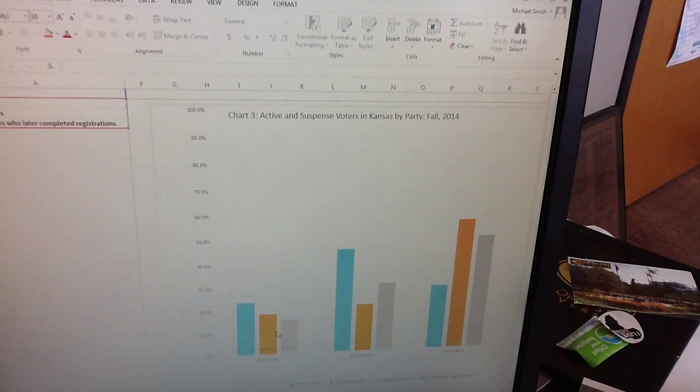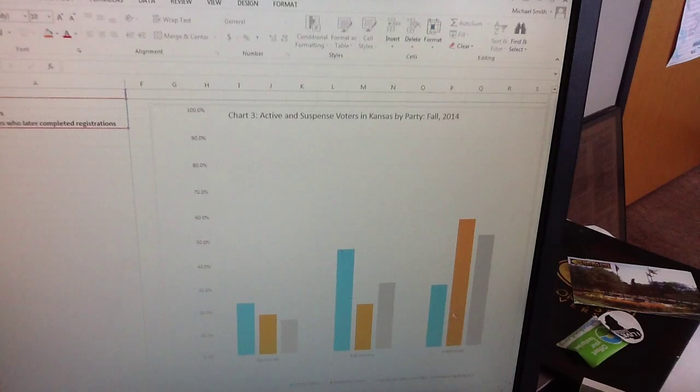representing active voters, the orange bar representing suspense voters, and the gray bar representing suspense voters who completed their registrations. And as you can see, there are more Democrats among the active voters than there are among the suspense voters. But it's not as big of a distinction as among Republicans, which is here. As you can see, the percentage of active voters who are Republicans is much, much higher than the percentage of suspense voters. And the percentage of suspense voters who completed their registrations comes up somewhere in between.